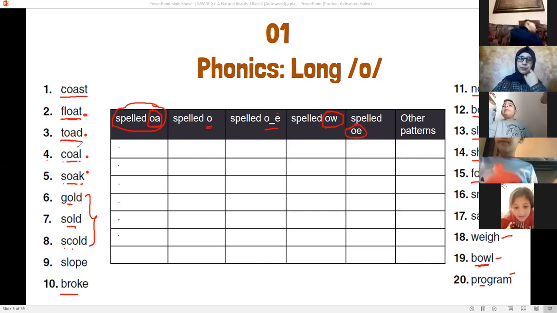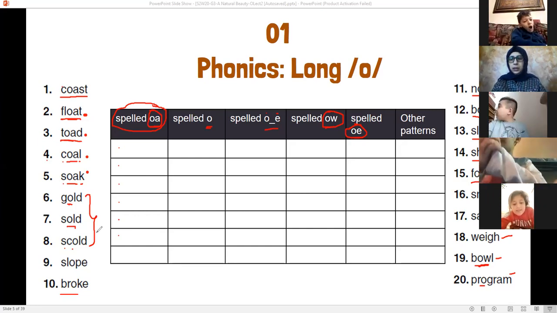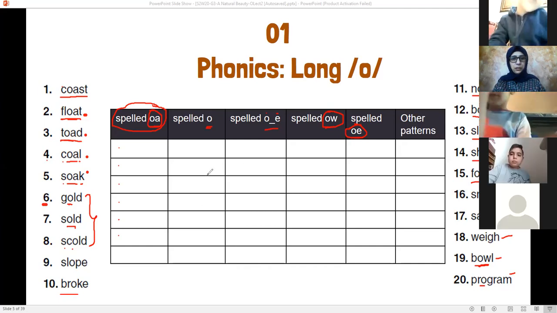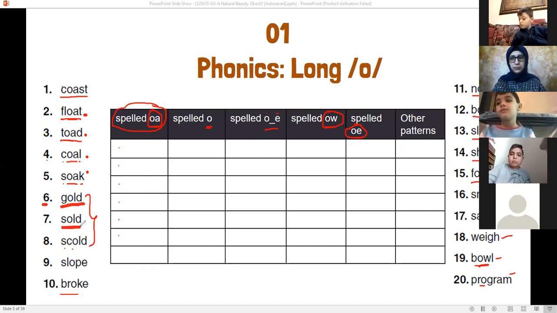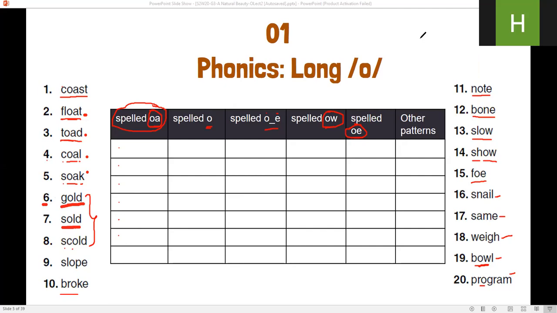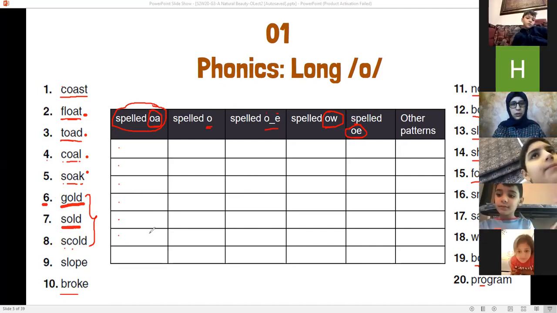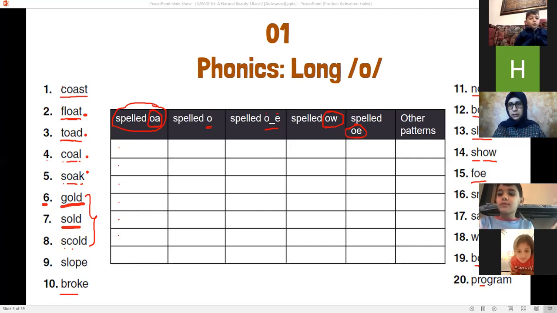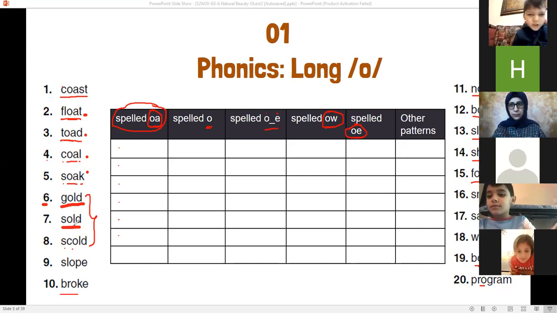Ali Asi. Teacher, you could have put goat. Yalla, Ali Asi. Number six, please. How is this spelled? O-A? Number six, Ali Asi. Read number six. Gold. Number seven. Can you see it, Ali Asi? Gold. Yes. Okay. Number eight, cold.